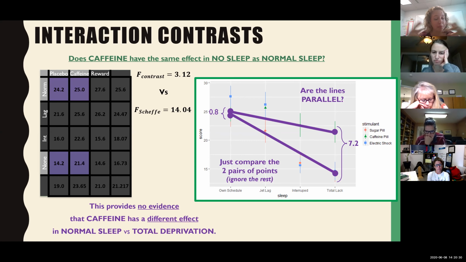Now, it's not saying that that's impossible. We just have no proof that those lines are not parallel. They're not different enough.